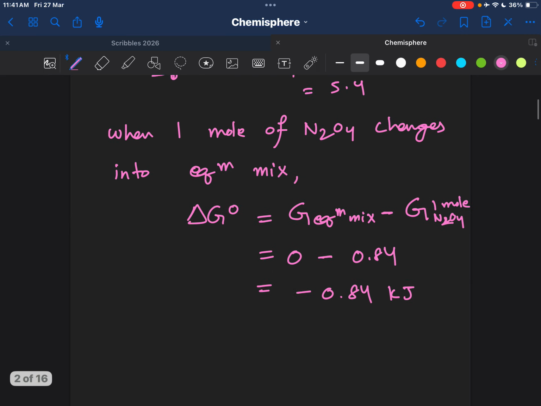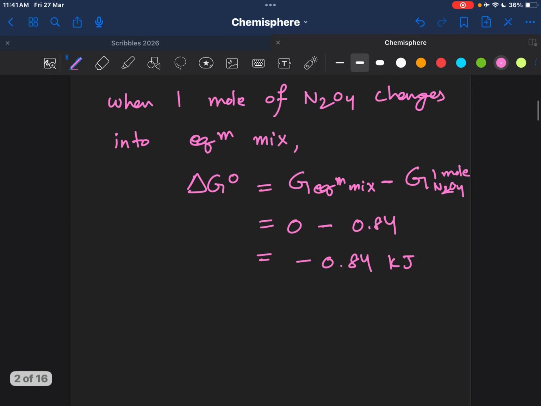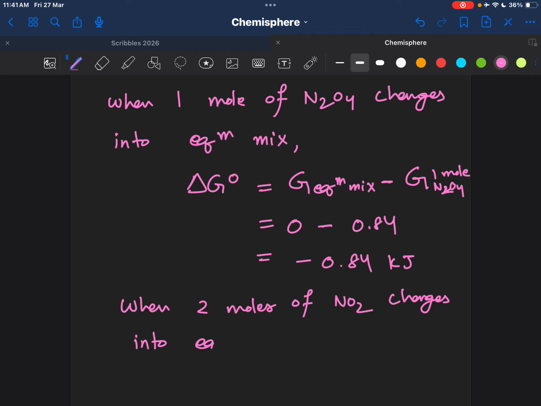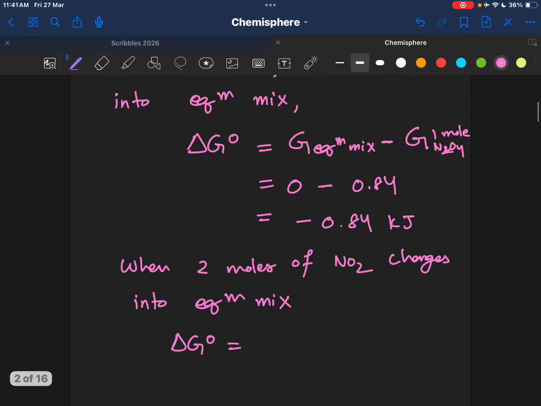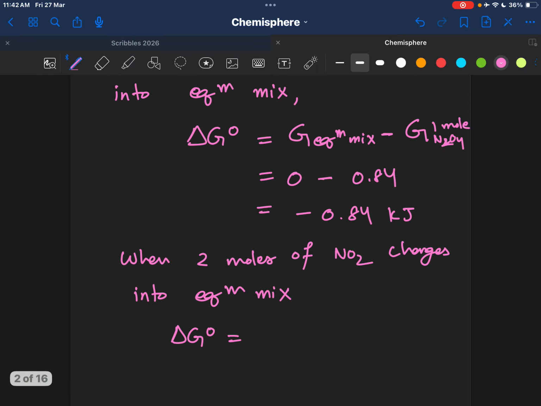Okay, then when 2 moles of NO2 change into the equilibrium mixture, how will we calculate delta G naught? Obviously 2 moles of NO2 is changing into the equilibrium mixture, so it will be G of the equilibrium mixture minus G of 2 moles of NO2, right?